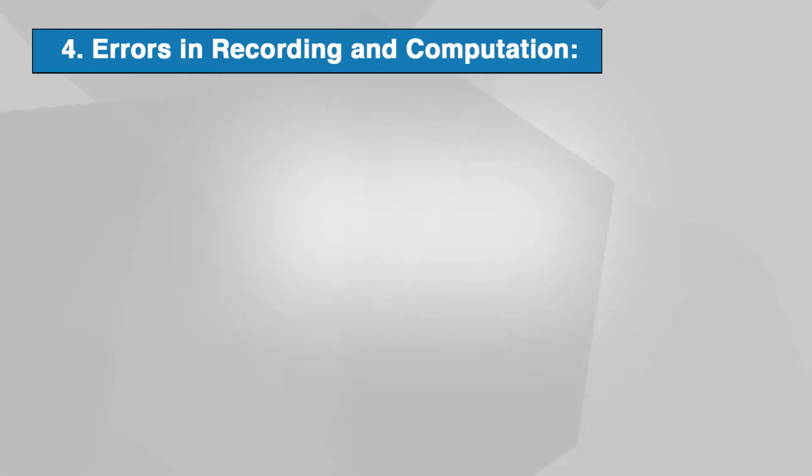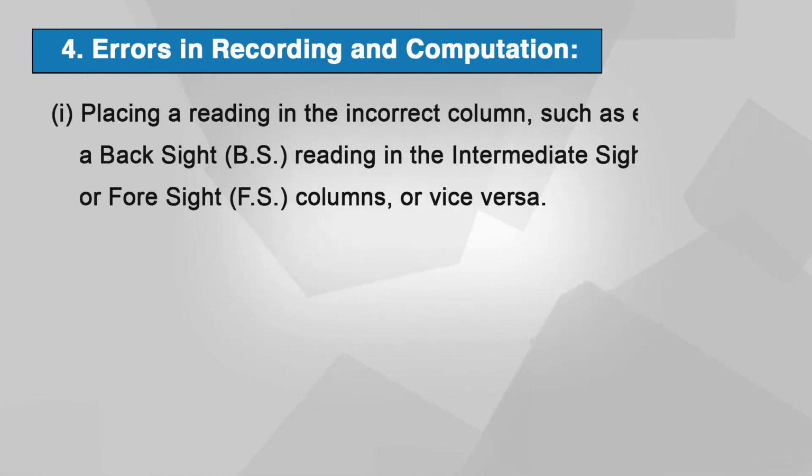Next error is error in recording and computation. Common mistakes in recording will include firstly placing a reading in the incorrect column, such as entering a backsight reading in the intermediate sight or foresight column, or vice versa.